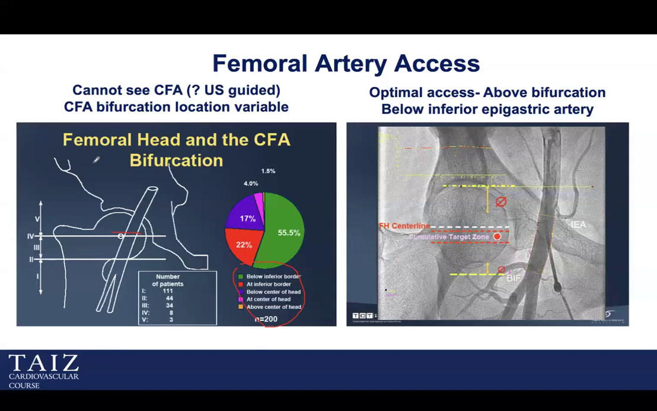So the optimal access should be below the inferior epigastric artery, as this is one of the landmarks of the retroperitoneal space. And so this is the inferior epigastric artery. So you always want to stick below that. If you go above the inferior epigastric artery, the femoral vessel would go deep, and it becomes really hard to compress it in cases of bleeding.